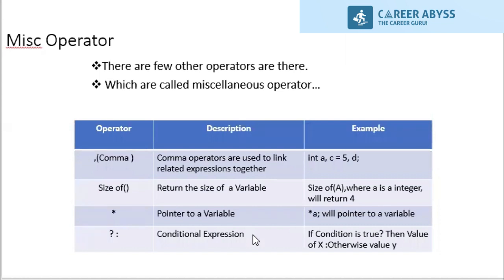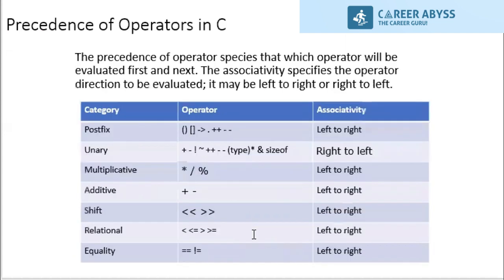Miscellaneous operators like comma, sizeof, and asterisk, which is mostly used for pointers, meaning the memory location we need to find out. And the conditional expression, if the condition is true or false. Those are called miscellaneous operators. Now you understand the operators.